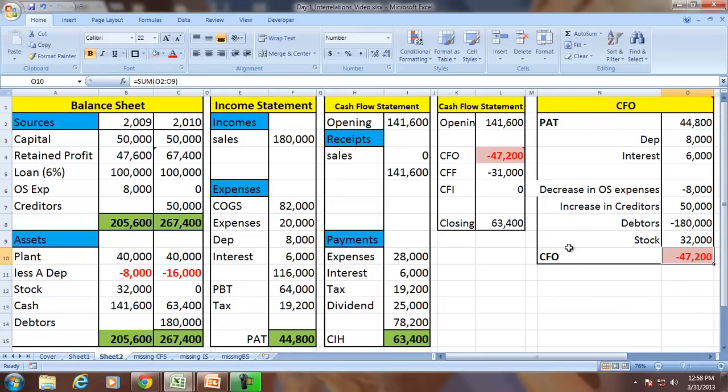The difference between the PAT and CFO is because of non-cash, non-operating items, and the changes in the current assets and current liabilities, which are also called the credit items. They're called the changes in the current assets and current liabilities. So therefore, CFO is not same as PAT because of non-operating items, because of non-cash items, and because of the changes in the current assets and current liabilities.